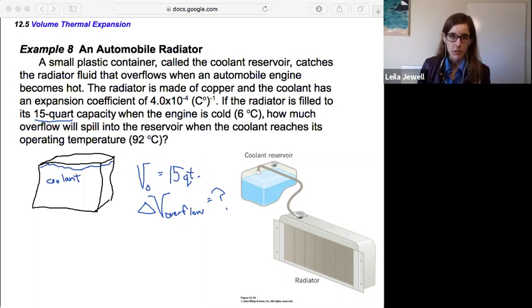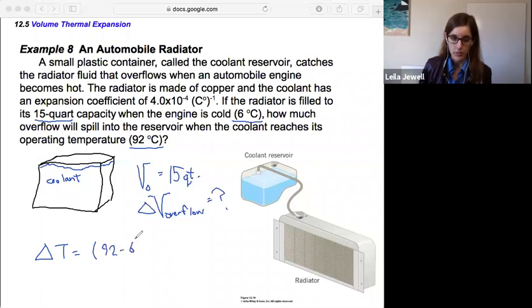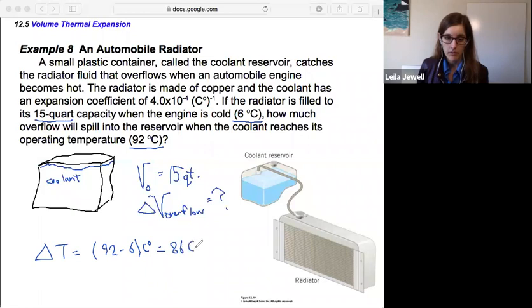Is there anything else that we know here? Well, we do know the change in temperature, right? We know we're going from 6 degrees Celsius to 92 degrees Celsius. So our delta T is going to be the final 92 minus the initial 6, and that will be in units of Celsius degrees. So 86 degrees, 86 Celsius degrees. Great. So we have that.